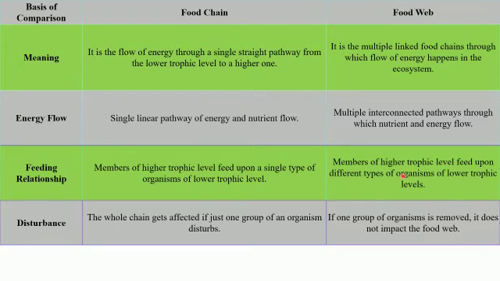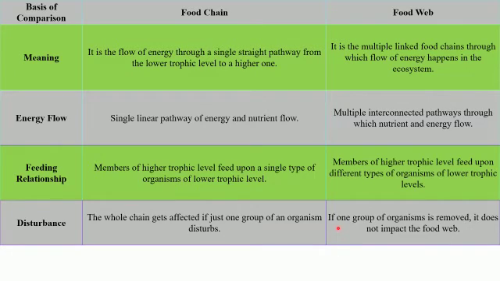So here we will have more number of animals at every trophic level and hence they will be dependent upon a variety of organisms belonging to the lower trophic levels. Disturbance. In a food chain, the whole chain gets affected if just one group of organisms is disturbed. So if any of these, from the grasshopper, frog, snake and eagle, if at any level one organism goes missing, it will affect the entire food chain.